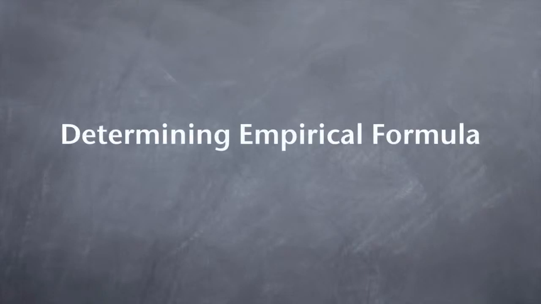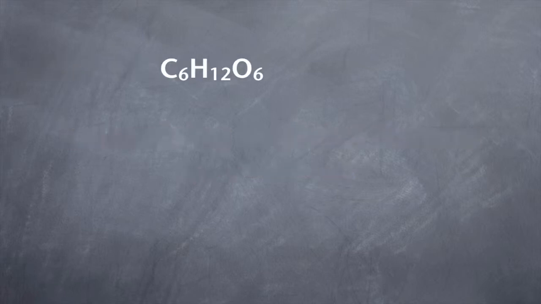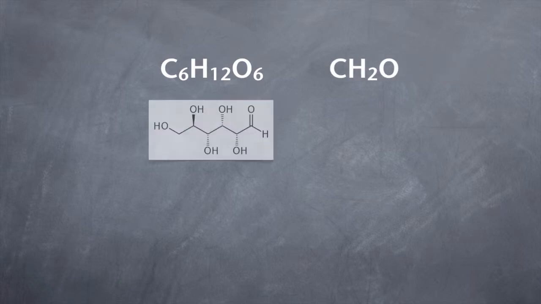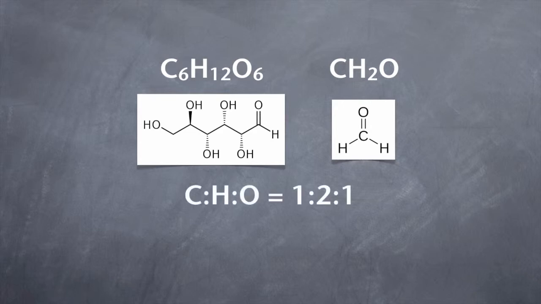This lab is about determining empirical formula by comparing product yield. First, let's review empirical formula. Glucose and formaldehyde are very different molecules, but what they both have in common is the same ratio of carbon to hydrogen to oxygen, which means they both have the same empirical formula, which shows us that ratio.